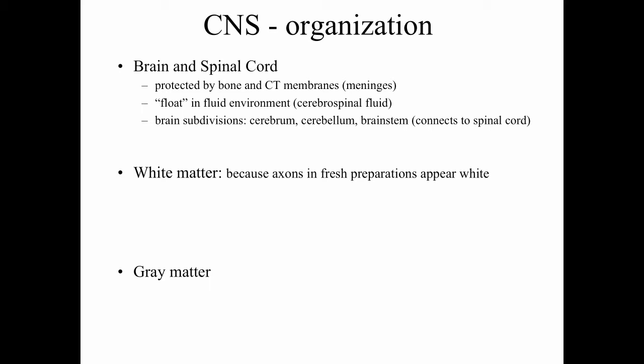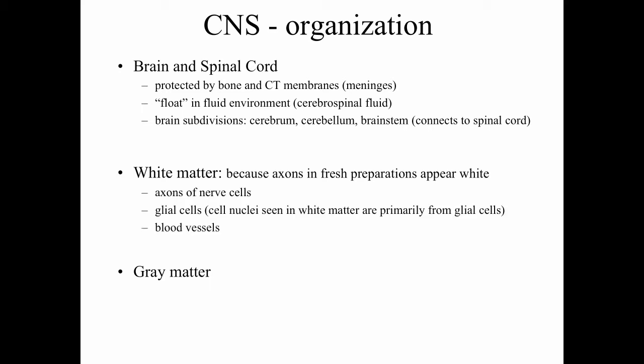We want you to be able to identify white matter. And by the way, white matter is given the name white matter because in fresh tissue the axons appear white. The white matter contains axons of nerve cells as well as glial cells. You'll see nuclei within the white matter. Those are going to be nuclei of the glial cells primarily. And of course, there are going to be blood vessels in the white matter, so you're going to see nuclei of cells associated with blood vessels.